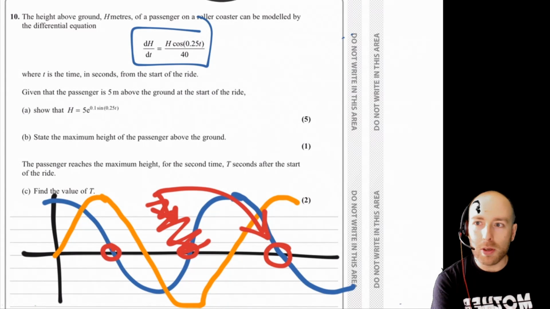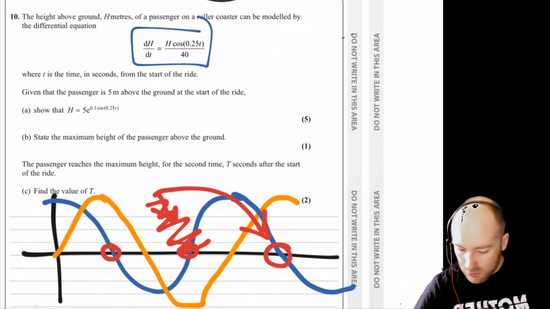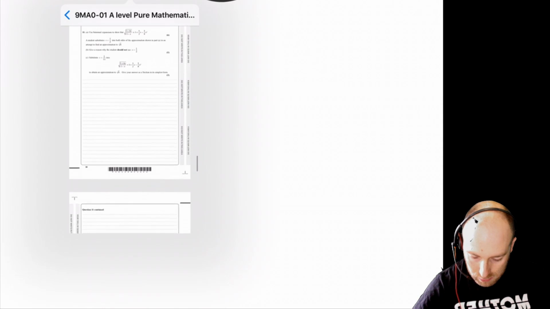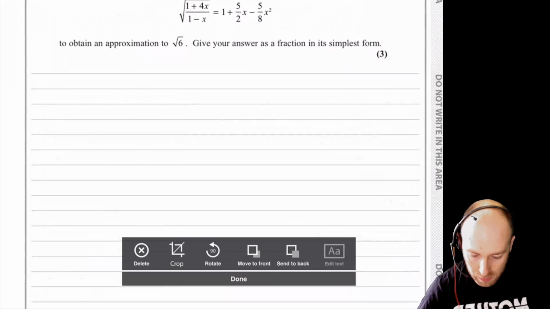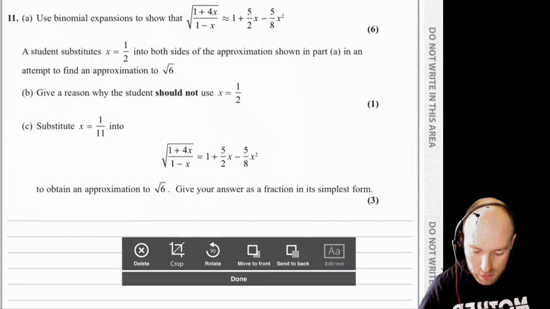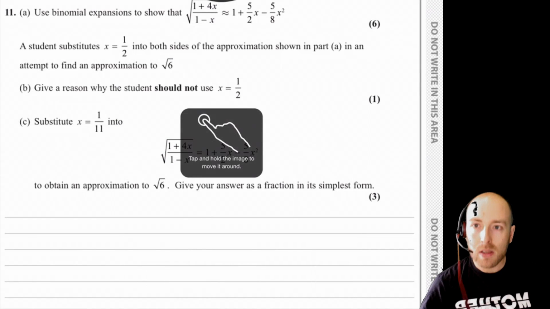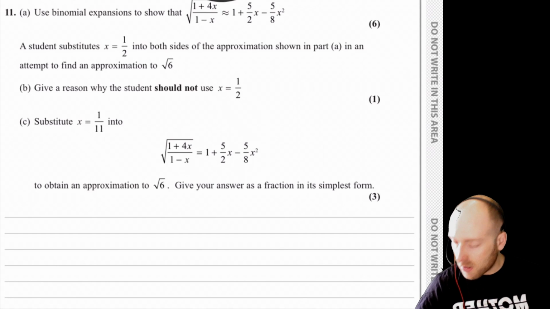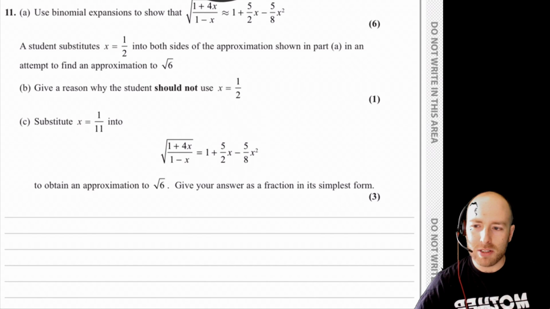Okay, what have we got next? 4 questions left. I would like to try and finish this past paper today, but we'll see what happens. I think it's doable. Okay, so we've got binomial expansion. Should be okay. 10 marks on this one. Cool, if you guys would like to start. My hotkeys aren't working, it's really annoying.